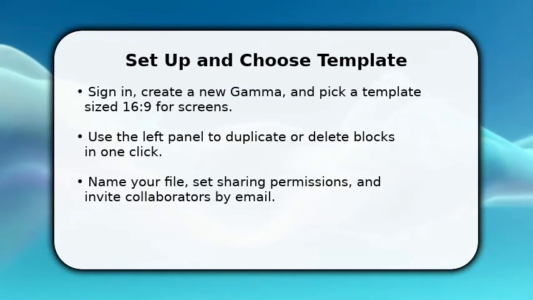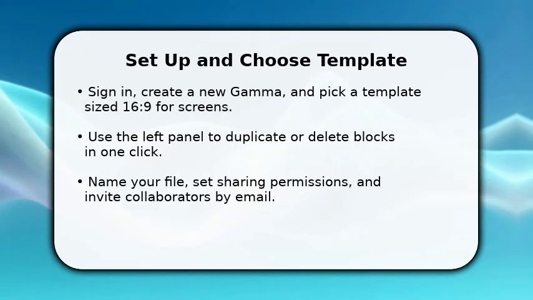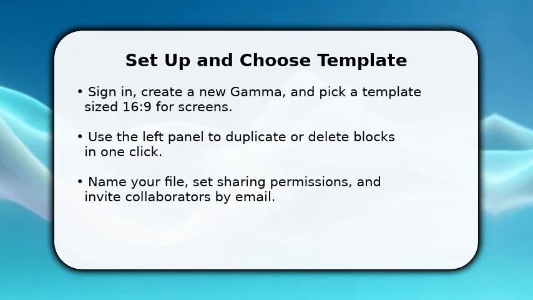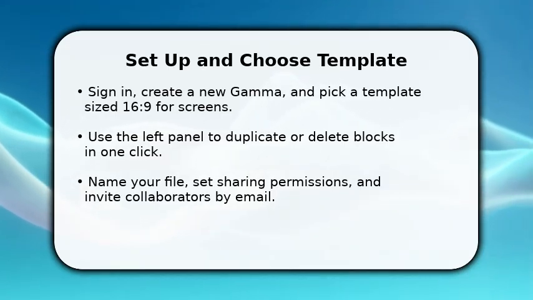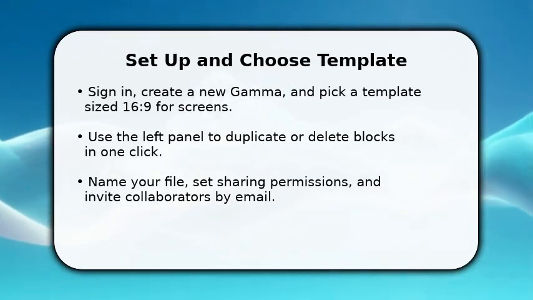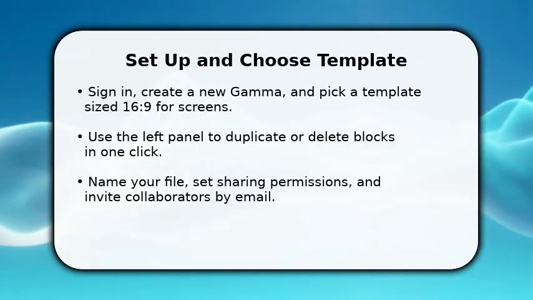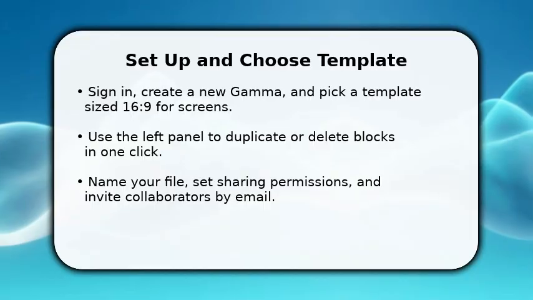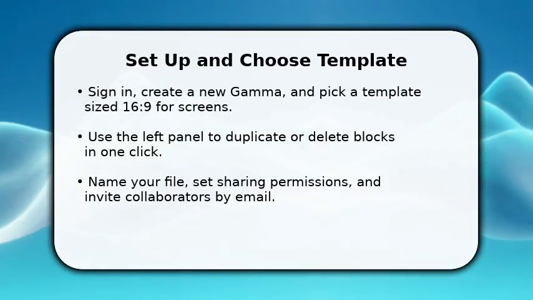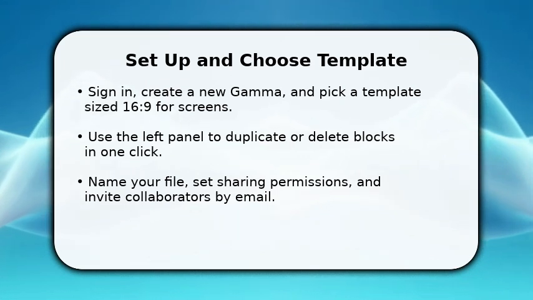Sign into Gamma, create a new Gamma, and choose a presentation template sized 16:9 for screen viewing. Use the template browser to filter by topic or style and preview slides before selecting. Click Create to open the editor and immediately rename the file with a clear title. Adjust sharing permissions in the top right and invite collaborators by email so they can edit or comment. This initial setup saves time and keeps your deck consistent across contributors.